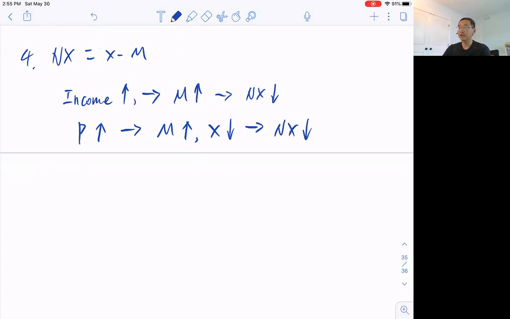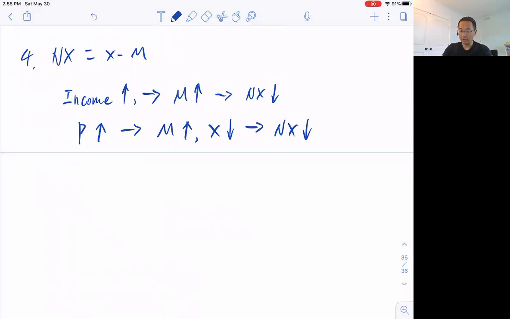And another thing can be the exchange rate. Okay, so the exchange rate is often denoted by E. If, let's say, actually, let's do this.